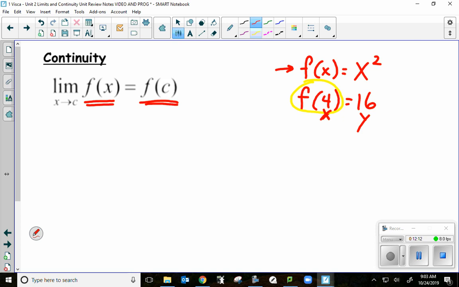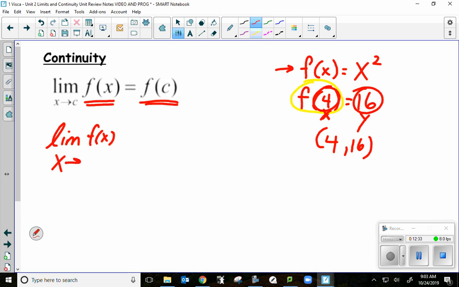This is an x value. When they give you the coordinate 4, 16, every time you should train your brain to think that. So, our f of x equals x squared. If I take the limit of f of x as x approaches 4, that has to equal f of 4.